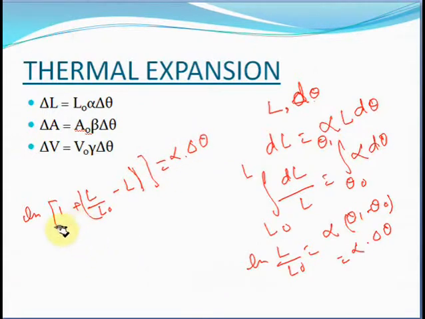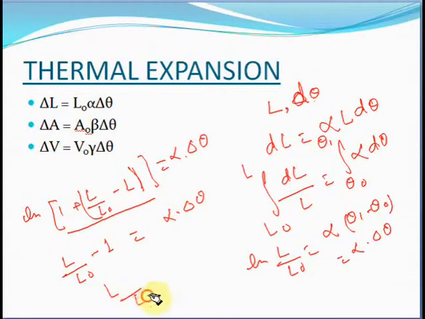Now we can expand this term, that is, this is the expression for ln 1 plus x, where x is L by L naught minus 1. So for very small temperature difference, we can approximate this term to L by L naught minus 1. So L by L naught minus 1 is equal to alpha into delta theta, or L by L naught is equal to 1 plus alpha into delta theta, or L is equal to L naught plus L naught alpha delta theta.